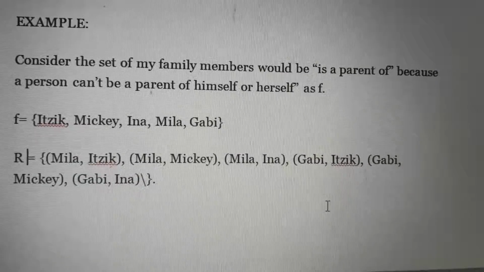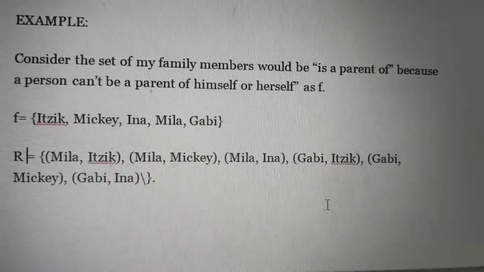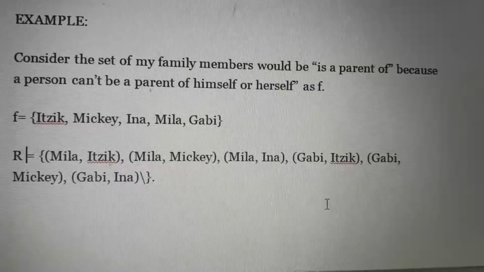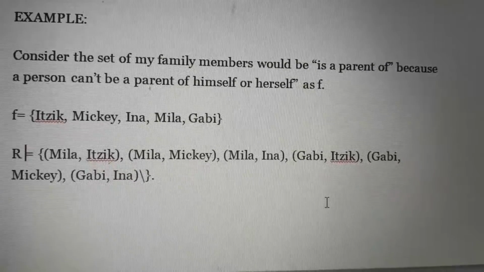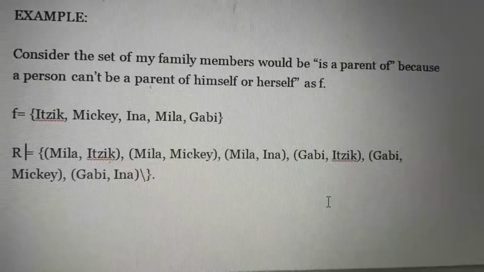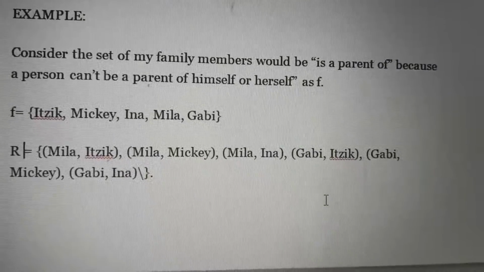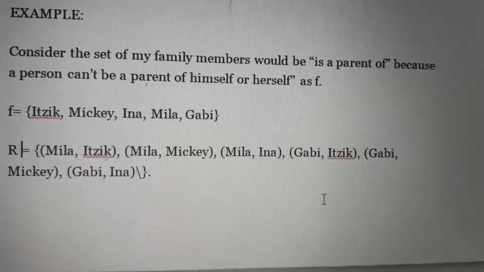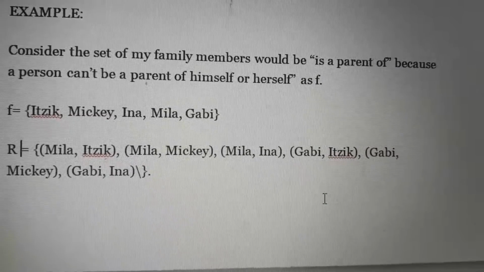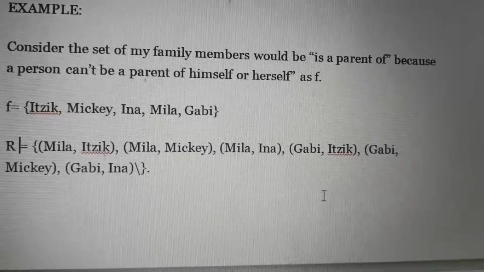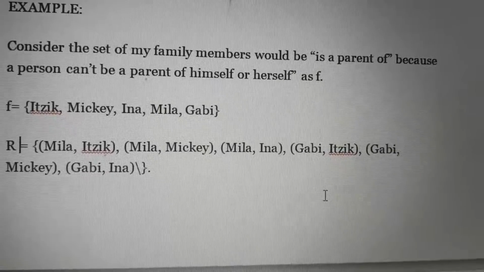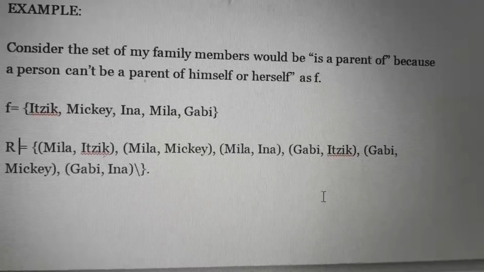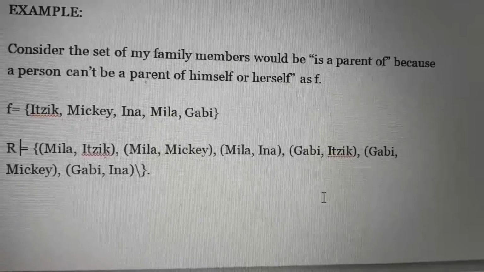So our F consists of Cedrick, Mickey, Ina, Mila, Gavin. So our R should be equal to (Mila, Cedrick), (Mila, Mickey), (Mila, Ina), (Gavin, Cedrick), (Gavin, Mickey), (Gavin, Ina). All indicates that Mila has the lowest value of them all.